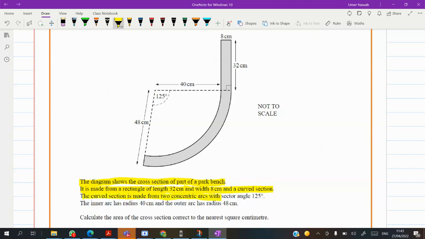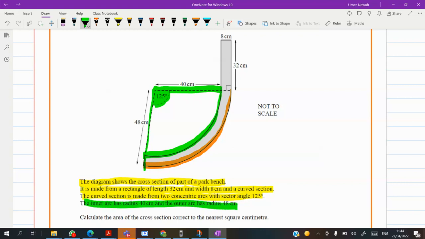The curved section is made up of two concentric circles. Concentric means those two circles, this circle and this circle, have the same center. So we say that the two circles are concentric. Both circles are making 125 degrees at the center. The inner radius is given as 40 centimeters and the outer radius is 48 centimeters. So the bigger circle here has radius 48 and the inner, smaller one has 40 centimeters.